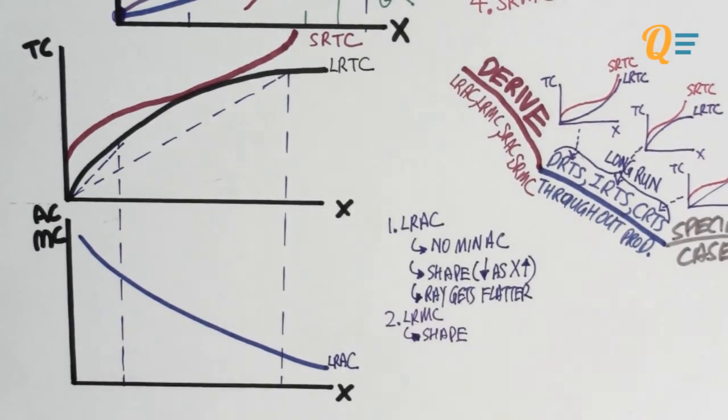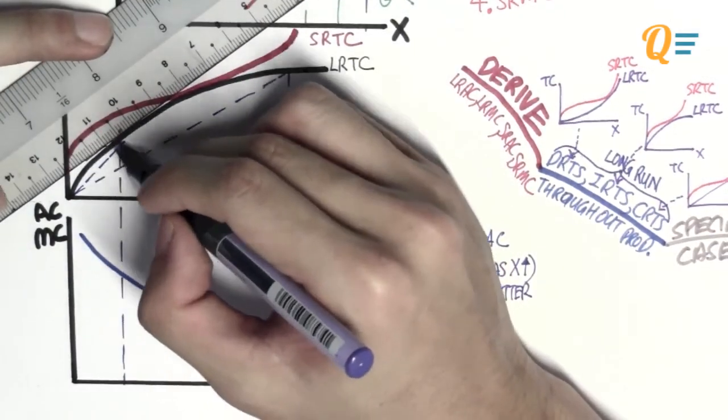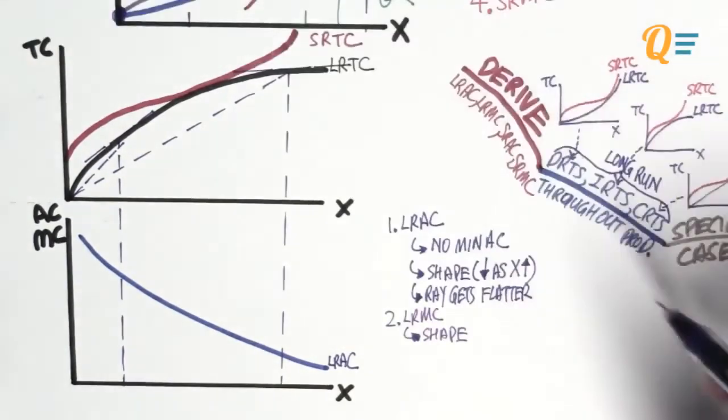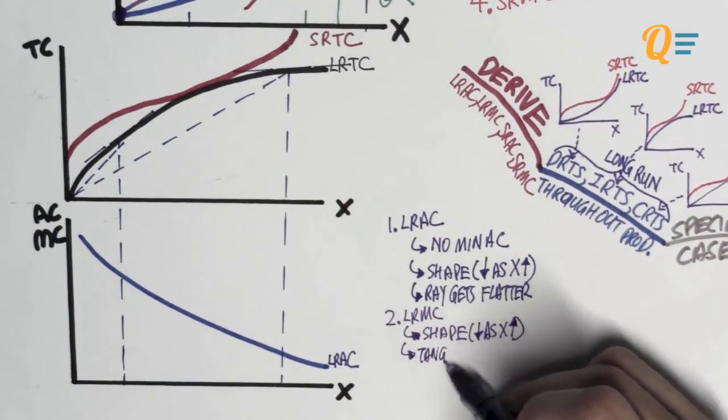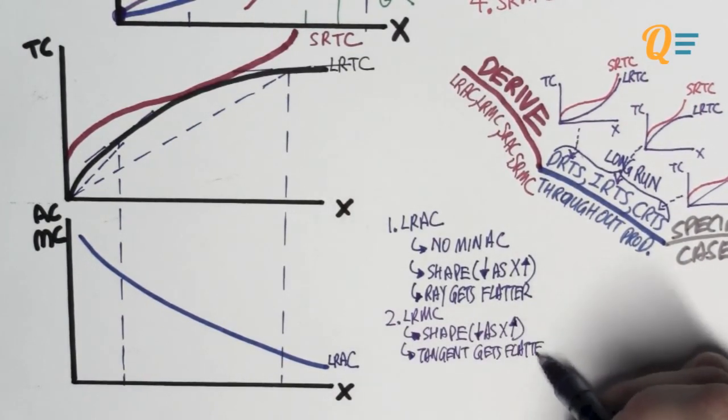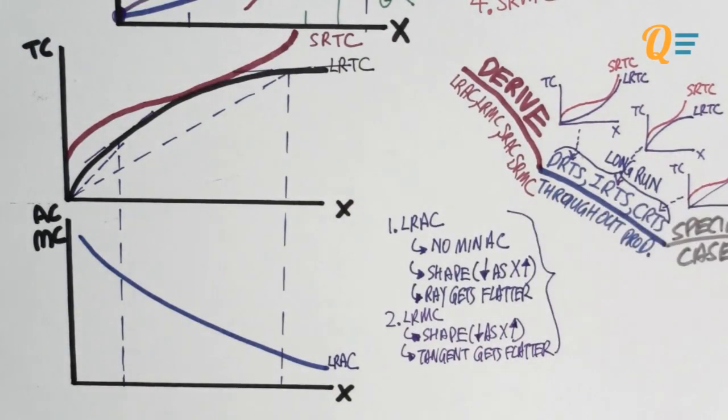Now, secondly, let's talk about the long run marginal cost curve. Now, the first thing to do is to talk about the shape, right? There's no point talking about a minimum AC because it doesn't have one. So I just drew the tangents, and you'll notice that the marginal cost is decreasing as x increases because the tangent, again, keeps getting flatter and flatter.